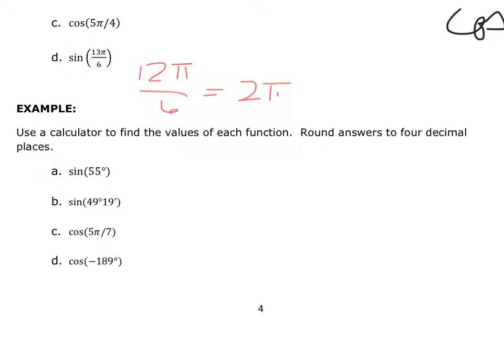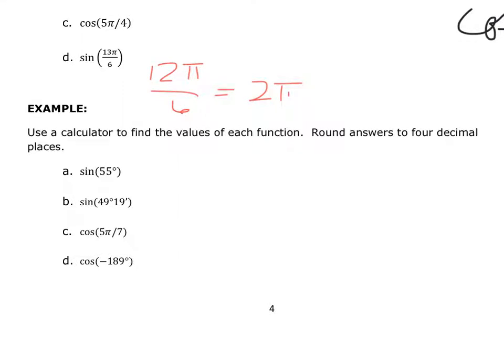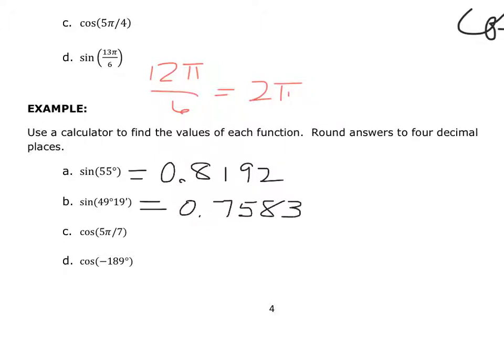So for the first one, you put that in your calculator. Do make sure that you are in degrees and you get 0.8192. Do you all agree? For the second one, you're still in degrees, but you do need to take that 19 minutes and convert it into its decimal equivalent. You put it in your calculator, what do you all get? 0.7583. All right, any questions so far?